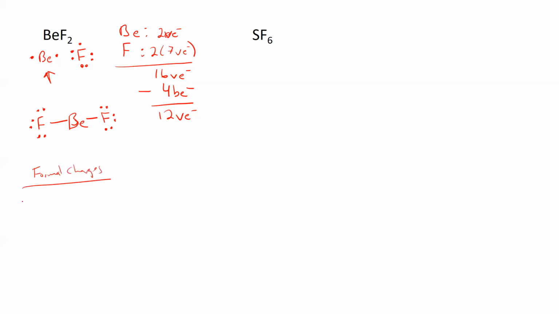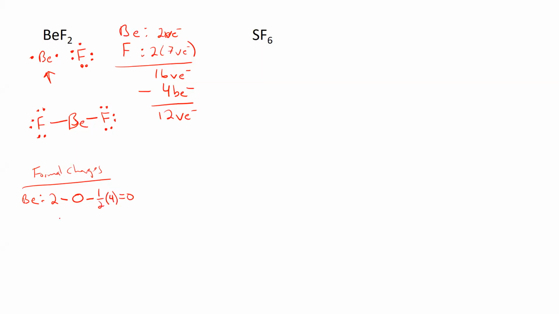Okay, so for beryllium, it would have 2 valence electrons in the free atom, minus 0 electrons in lone pairs, minus 1/2 of the 4 bonding electrons, or 4 shared electrons.